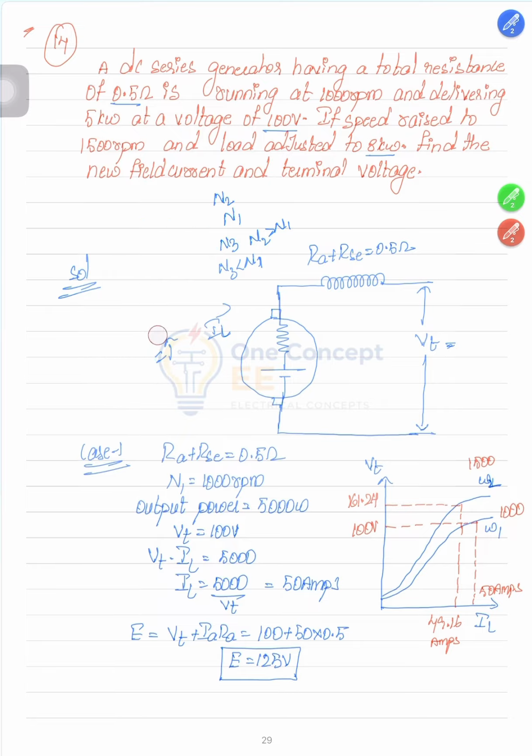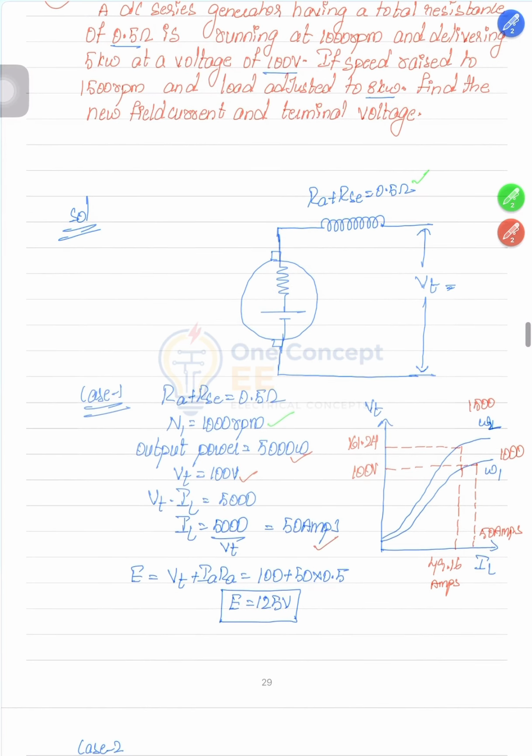Now, if you go through the question, the total resistance, armature resistance plus series field resistance, is 0.5 ohm. In case 1, it is running at 1000 rpm with an output power of 5 kilowatt. They have already given the terminal voltage of 100 volts. By this, I am finding the load current. Load current will be 50 amps because Vt into IL equals 5000.